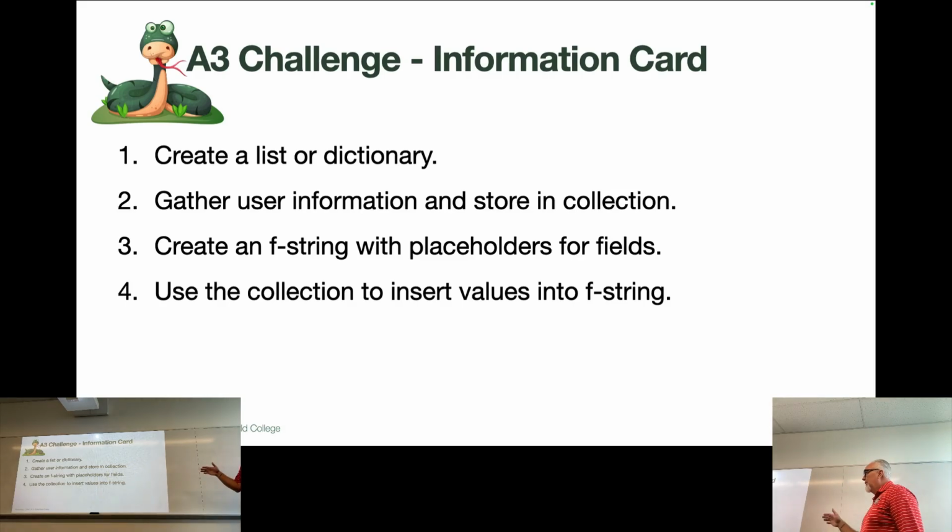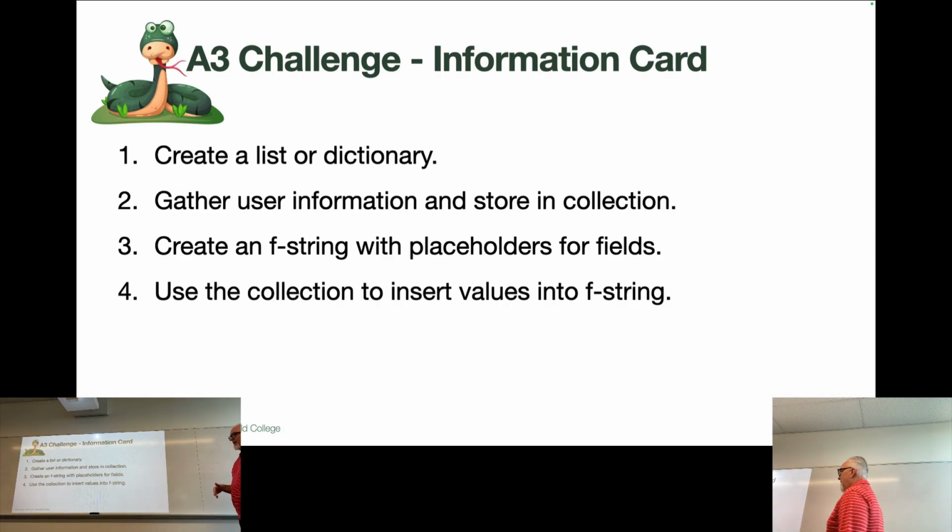So that brings us to the A3 challenge. Now, the A3 challenge is a personal information card. There are basically 3 steps to this. One, we're going to create a blank dictionary or list. You can use either one, I don't care. I'm going to show you a similar activity with both right now.